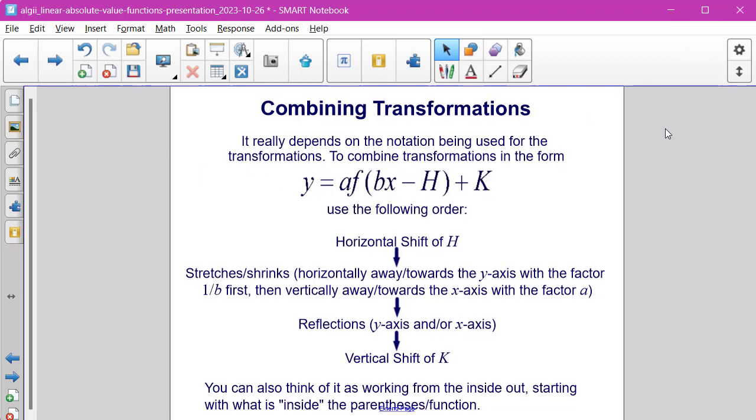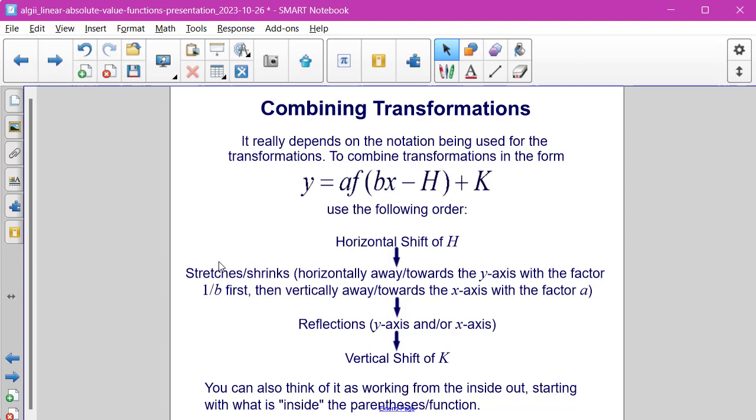Well, it really depends on the notation that is being used for the transformations. To combine transformations in the form y equals a times a function of x, and the function of x has b in front of the x minus h, and then plus k at the end, use the following order. First, do the horizontal shift of h.